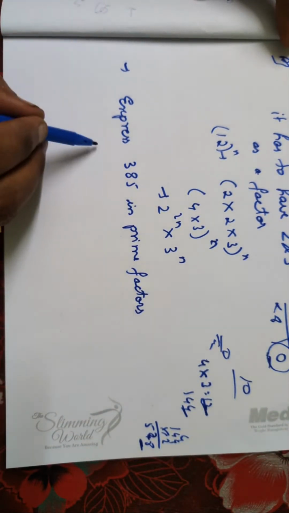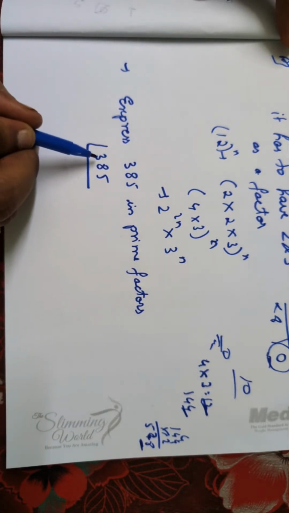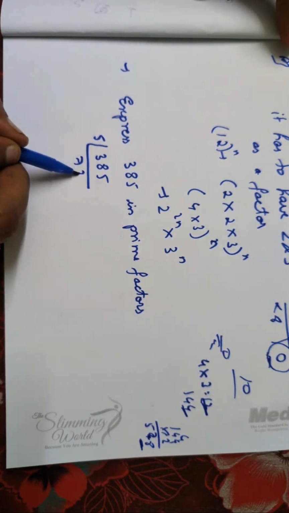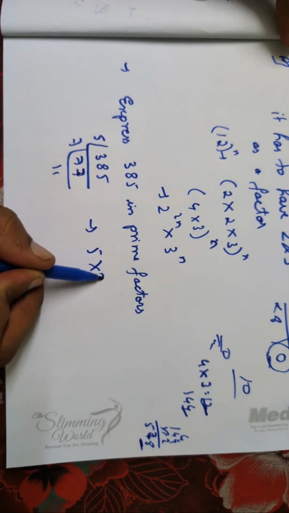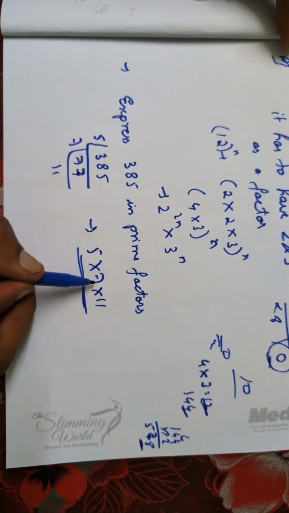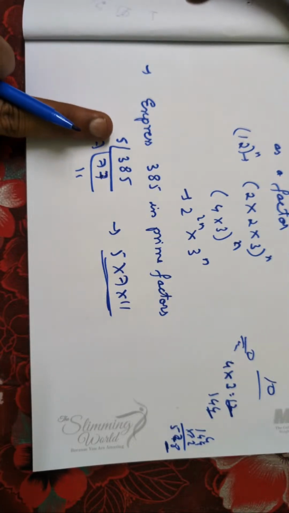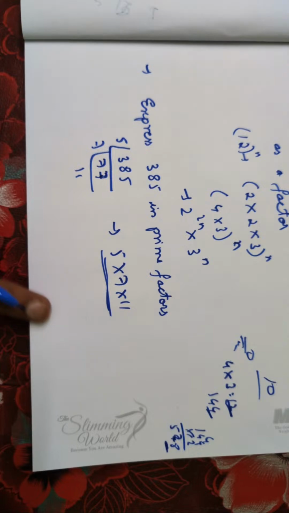So 385, for this you have to follow the division method. 5 7s are 35, 5 3s are 35, again 5 7s are 35, 7 11s. The direct answer: 5 into 7 into 11 is the answer for 385. So you have to just try with the least prime factor first and then go with the higher prime factors and so on, then you will be able to get the final answer.